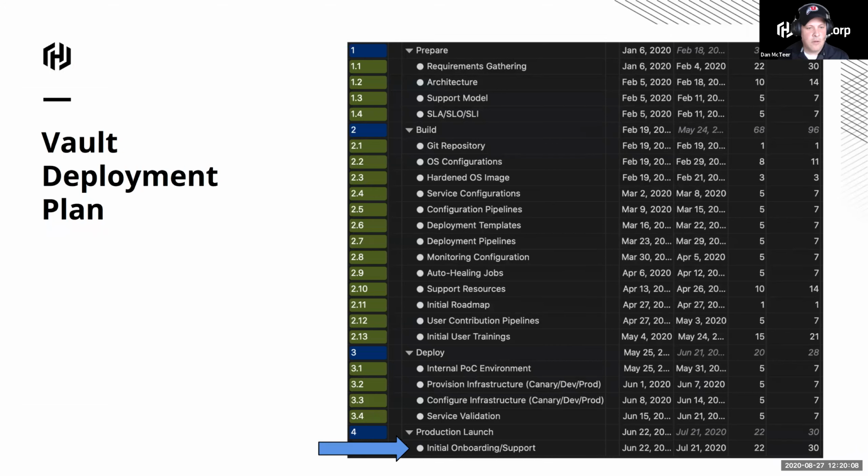This is that initial Vault deployment. Again, this is something that's ongoing. Onboarding obviously is an ongoing thing, and so I don't want people to think like this ends at some point, obviously. But this is where we started onboarding that group.